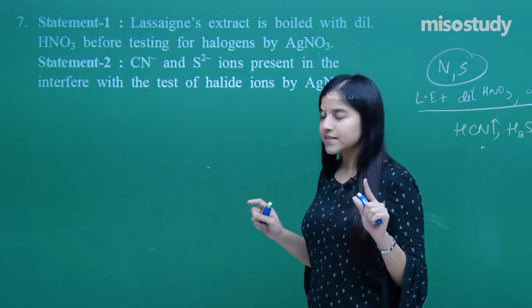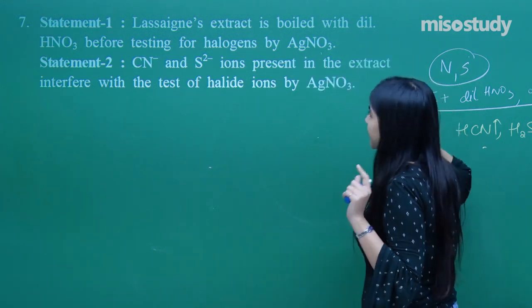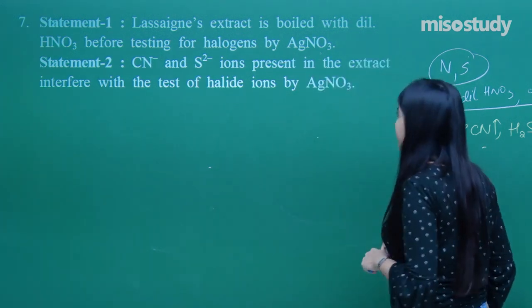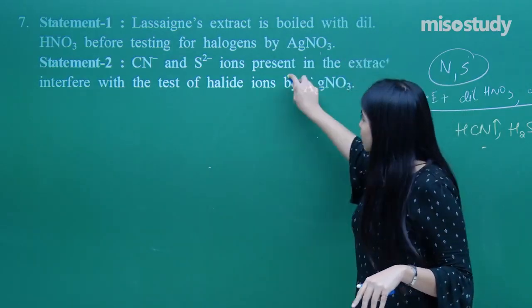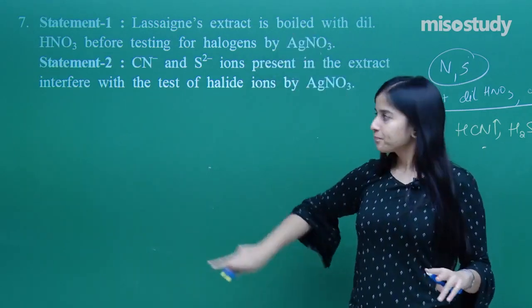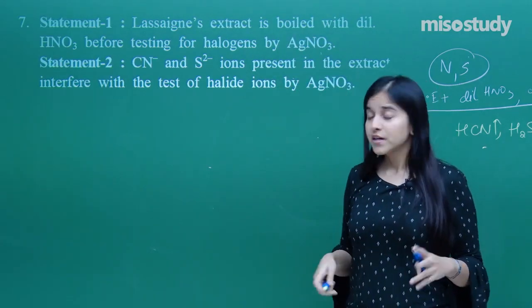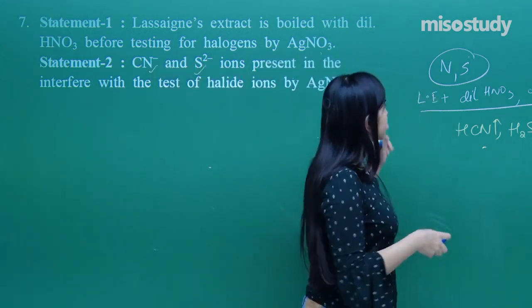Statement 2, what does it say? CN negative and S2 negative ions present in the extract interfere with the test of the halide ions by AgNO3, right? So that is the reason for that. Statement 1 is true. Statement 2 is also true, because these are the two ions which will be creating hindrance.